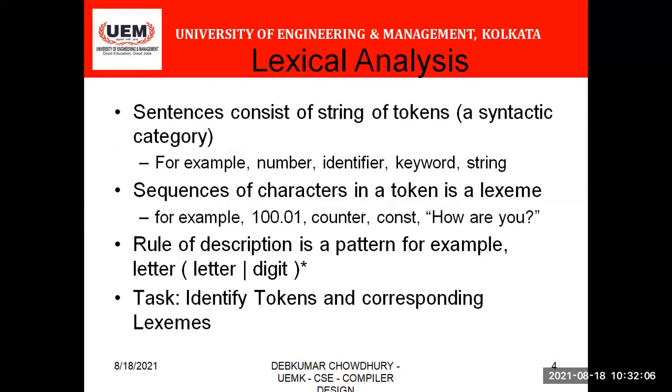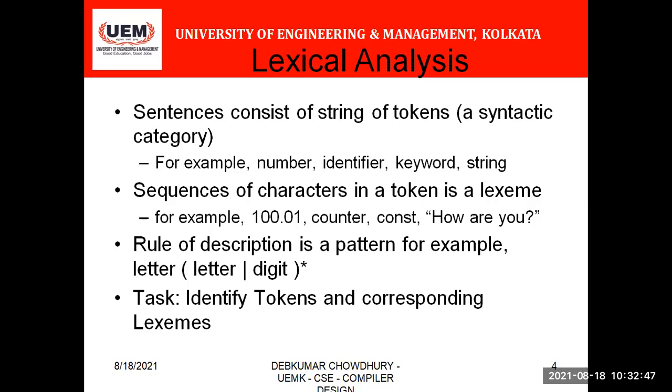Next, in lexical analysis, we are going to observe what a token is and what its different categories are. The categories may be number, identifier, keyword, or string. What is a lexeme? A sequence of characters in a token is called a lexeme. For example, 100.01 is a lexeme, counter is a lexeme, const is also a lexeme, and "How are you?" is a lexeme.